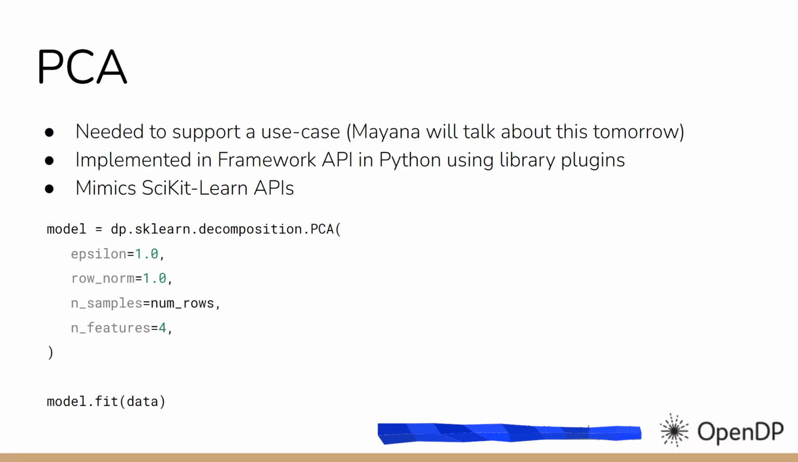PCA is an example of an API that we implemented that is built on top of these plugins. It was convenient to make use of NumPy for the implementation of this algorithm. This is another example of a case where we take the APIs that we built in terms of the framework, and we dress them up to look like APIs that data analysts are more familiar with.